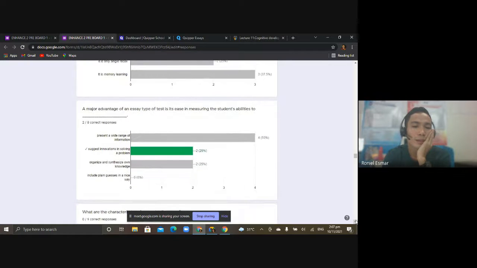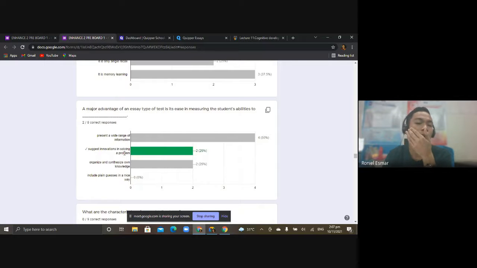A major advantage of an essay type of test is its ease in measuring the student's ability to present a wide range of information. Isn't it more on presenting a wide range of ideas? Or number 2, suggest innovations in solving a problem. No, we cannot test our students' ability to critically think that way.